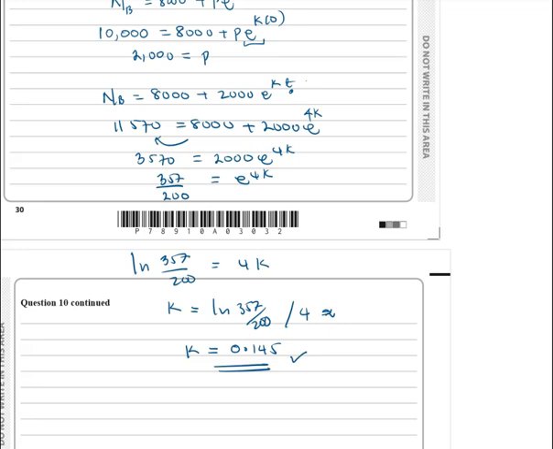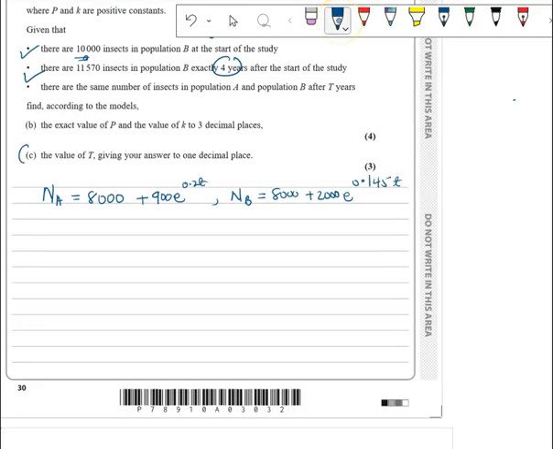Let us see the next question. I'm going to erase this. I go to the next question. Part C of the question. Now look at this statement over here. The statement says that there are the same number of insects in population A and population B after T years. So we are finding the value of T at which both populations are the same value. That means NA is equal to NB.